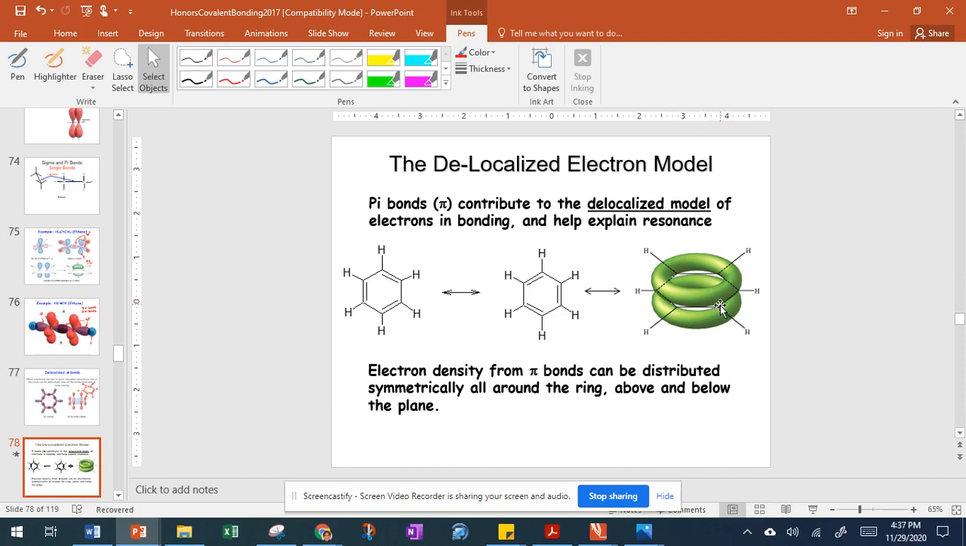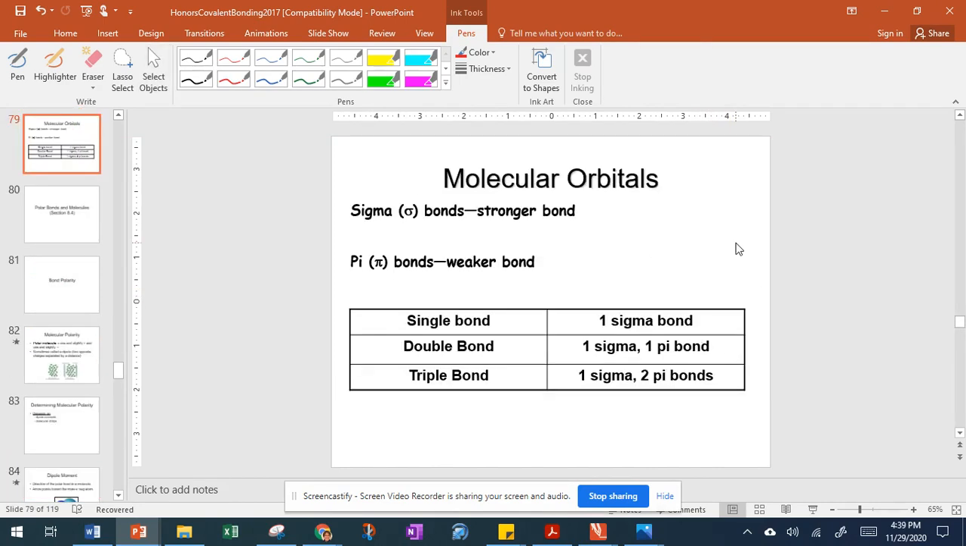Okay, so the last thing I want to go over is the strength of sigma bonds compared to pi bonds. Sigma bonds are the stronger bond since electron density is between the 2 nuclei along the nuclear axis in the molecule. Pi bonds are weaker. So what we also see is that single bonds are going to be 1 sigma bond. Double bonds will be 1 sigma and 1 pi, and triple bonds will be 1 sigma and 2 pi's.